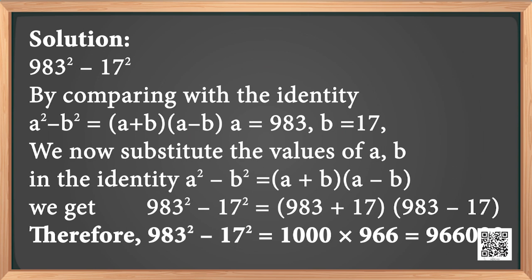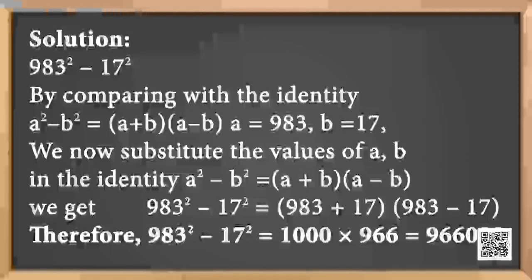We now substitute the values of a and b in the identity a² − b² = (a+b)(a−b). We get 983² − 17² is equal to (983 + 17)(983 − 17). Therefore, 983² − 17² is equal to 1000 × 966. That is equal to 966,000. Is it not interesting?